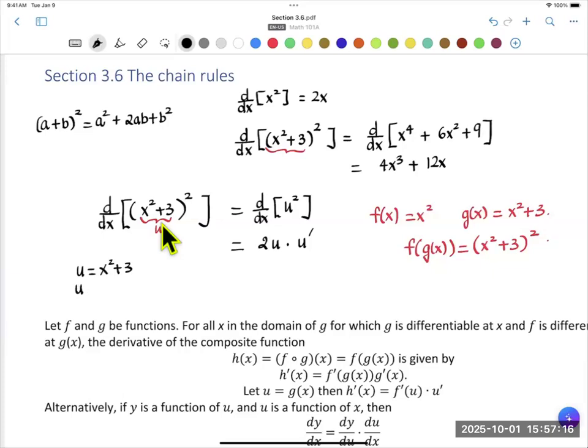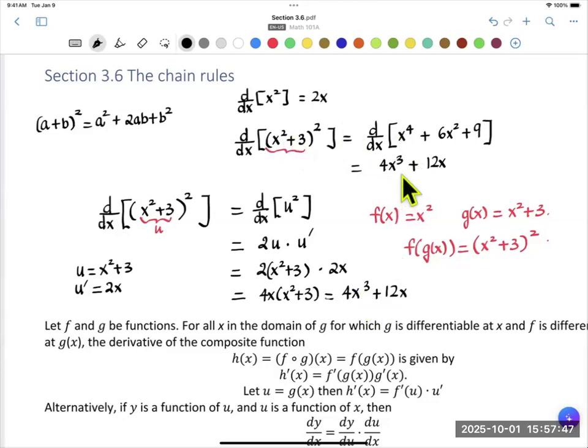Now, what is u prime? u prime is 2x. So all we have to do is replace everything we see as u by x squared plus 3, and u prime by 2x. We end up with the answer 4x times (x squared plus 3). If we distribute this into the parentheses, I will have 4x cubed plus 12x. That is exactly the same answer as when we expand it and take the derivative. The process of doing this is called the chain rule.